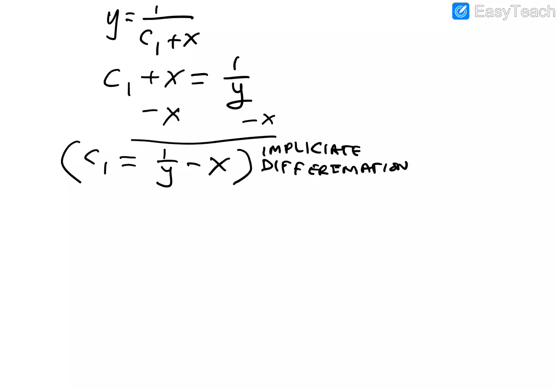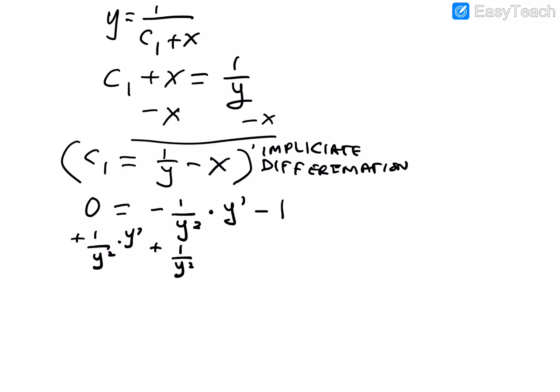If I spelled that incorrectly, I'm so sorry. Well, we'll implicitly differentiate that, and we'll end up with 0 is equal to negative 1 over y squared multiplied by y prime minus 1. And we'll go ahead and add this term to this side. And that y prime follows it.